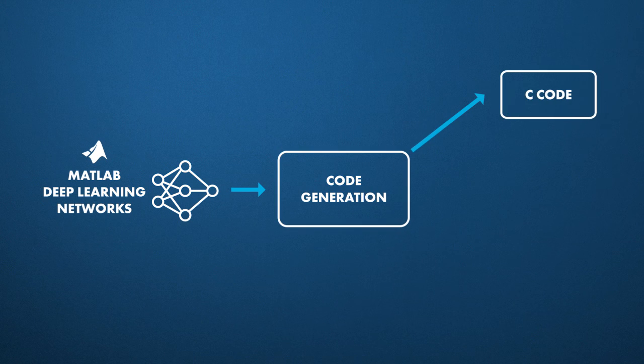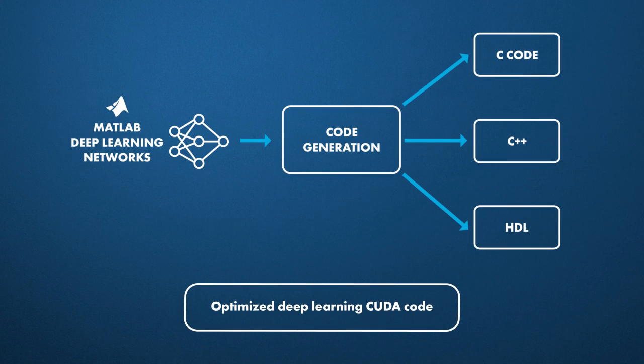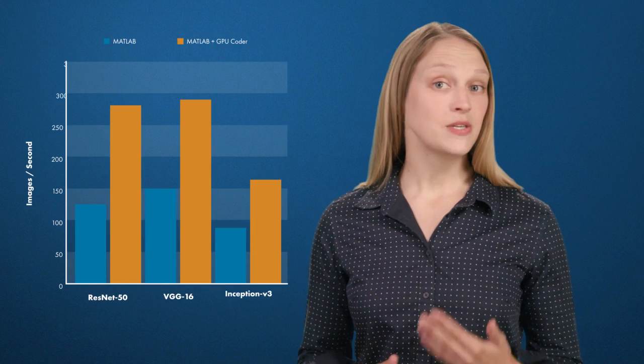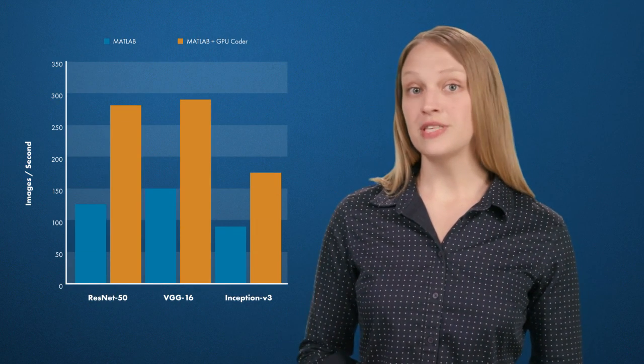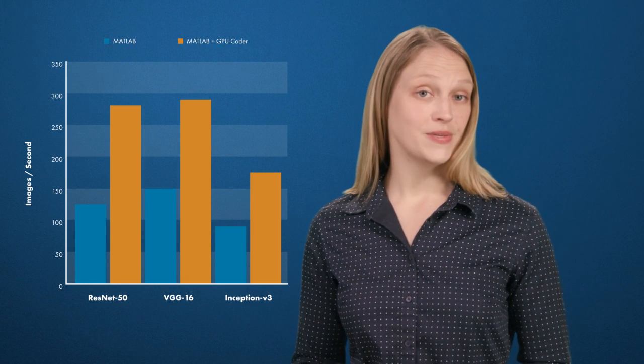Next, in addition to C, C++, and HDL, MATLAB creates optimized deep learning CUDA code for NVIDIA GPUs, including the pre-processing and post-processing code required to run the entire algorithm. Optimized CUDA with TensorRT makes inference very fast, and the code can be deployed to embedded NVIDIA GPUs.